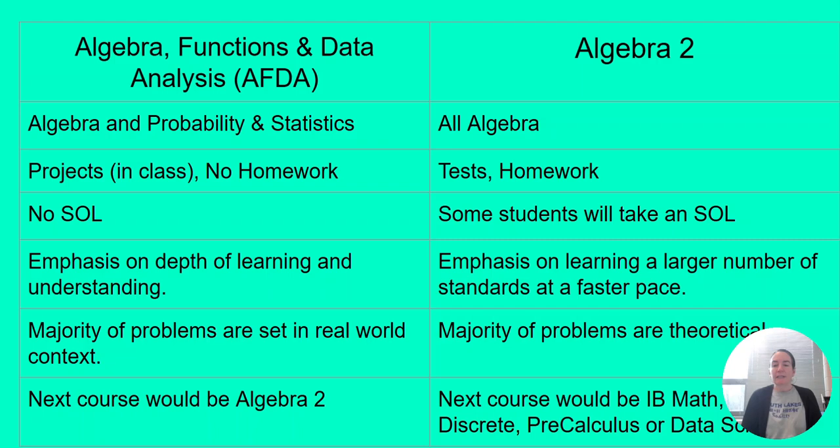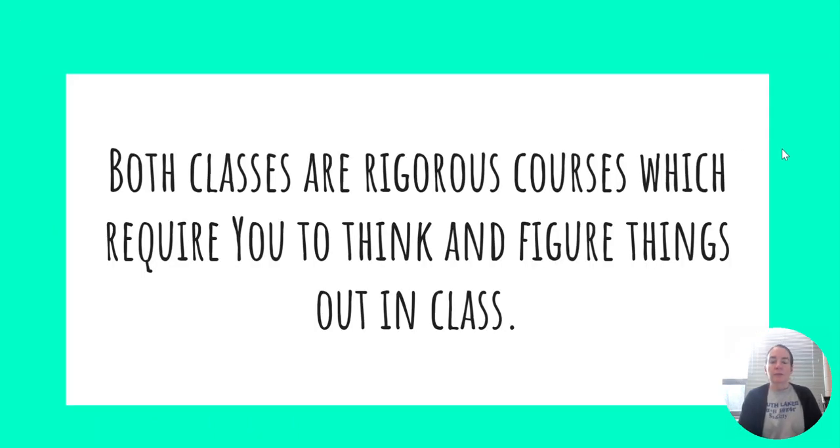Some of the students will take an SOL, but if you've already passed a math SOL in high school, then you will not. The emphasis is learning a larger number of standards at a faster pace. And if you do take Algebra 2, you don't have to take AFDA ever. You'll take IB Math or Trig and Discrete or Pre-Calculus or Data Science. So both classes are rigorous courses, and in both classes you'll have to think and figure things out.